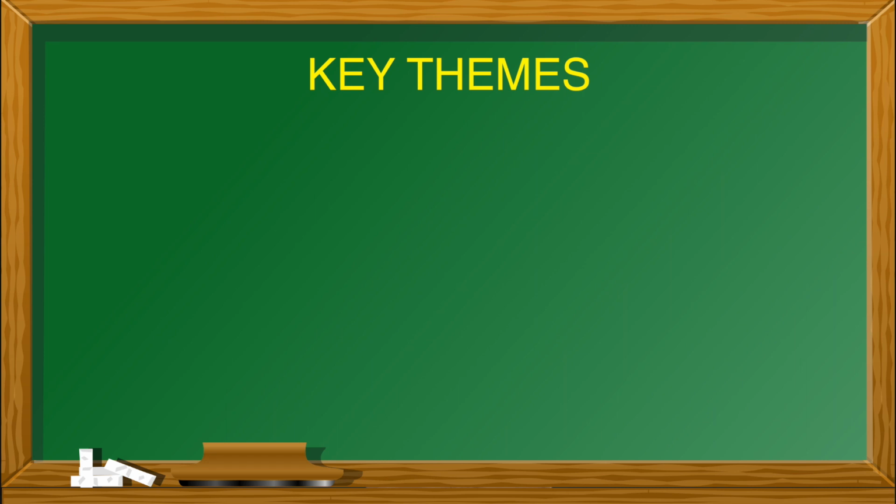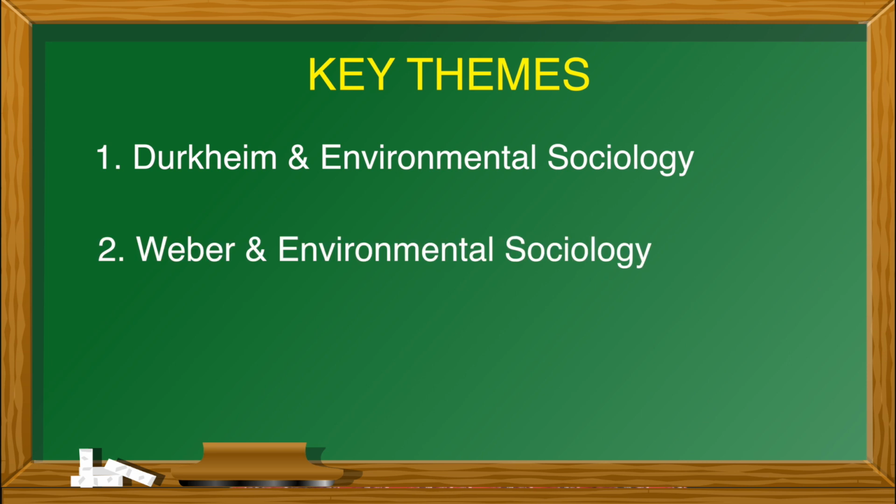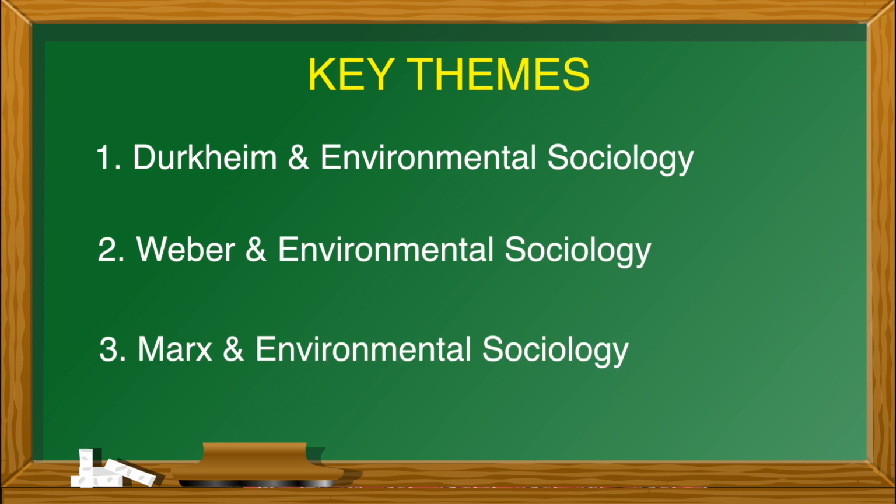So, in this class we will introduce three major themes. We will discuss Durkheim and environmental sociology, we will discuss Max Weber and environmental sociology, and finally, we will discuss Karl Marx and environmental sociology. So, to put it precisely, we will discuss how classical sociology makes sense to environmental sociology, what insights we can gain from classical sociology in our readings of environmental sociology, which tries to make sense of the interaction between nature and society.